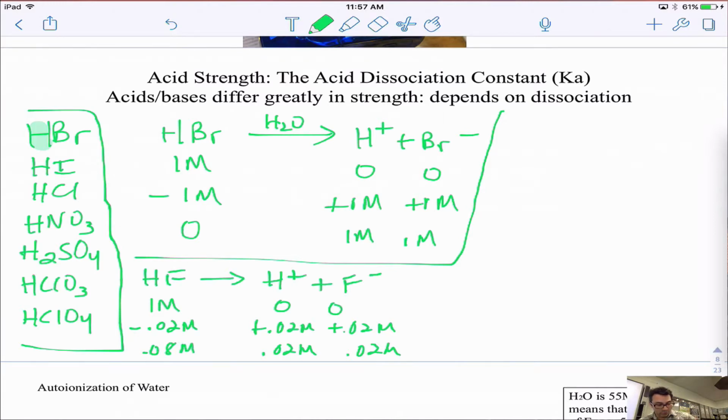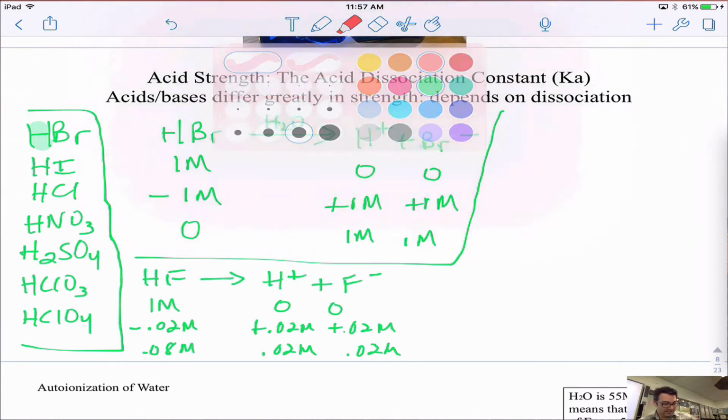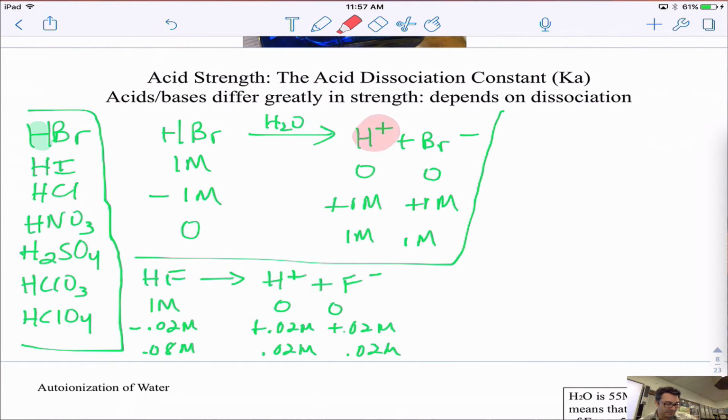Now look, the most important thing about an acid is the H+. This is what makes the acid what it is. We see in the strong acid that it's 1 molar, that's a lot more H+ compared to the same amount of weak acid. The 1 molar weak acid only produces 2% of that, 0.02 molar. So this is to give you an idea.